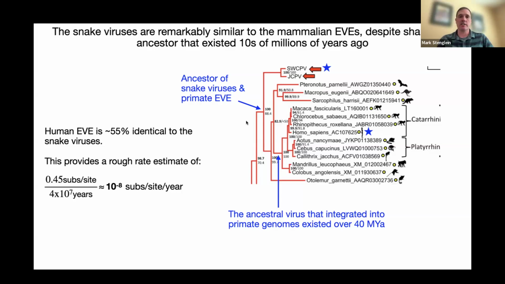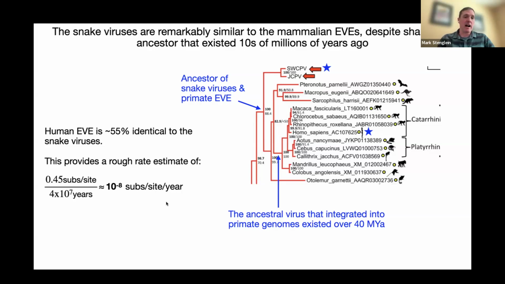It might even be 100 million years old. But nevertheless, these snake viruses, which are currently infecting snakes in Australia today, are only 45% different than these endogenized viral sequences. So they're remarkably similar to these mammalian sequences, and you can use that difference to calculate an estimated evolutionary rate.